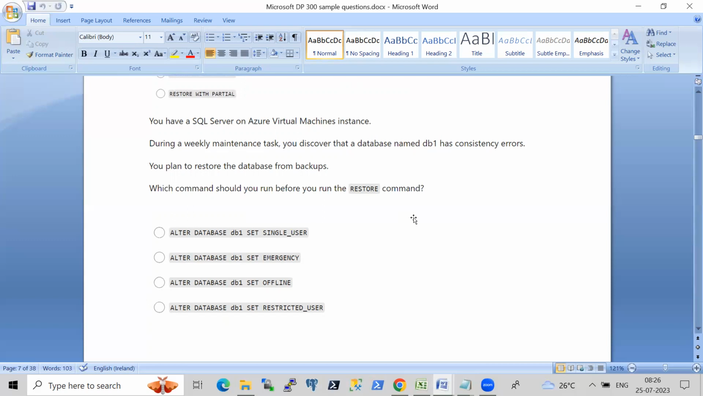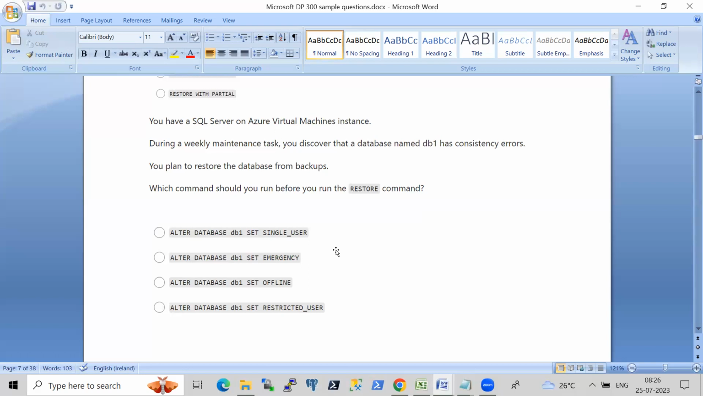Single user, emergency, offline, restricted. Single user. Yeah, so before restoration, it's very simple question. I asked this simple question just to know, because there should not be any connections to the database. So it has to be single user. So I have to go with single user. So we'll talk about emergency. I think at the bottom, there is one question on emergency, similar question, I believe. So I will talk about that.